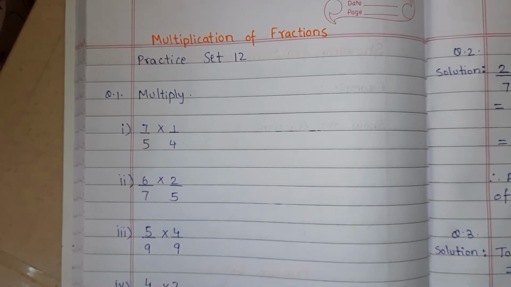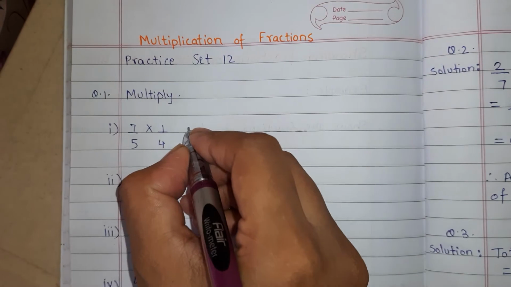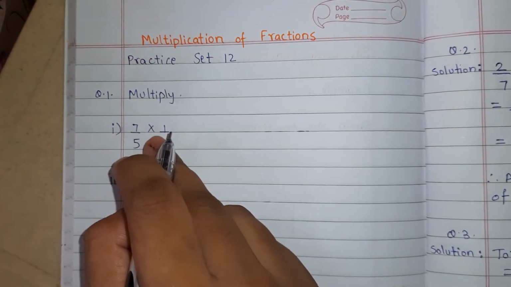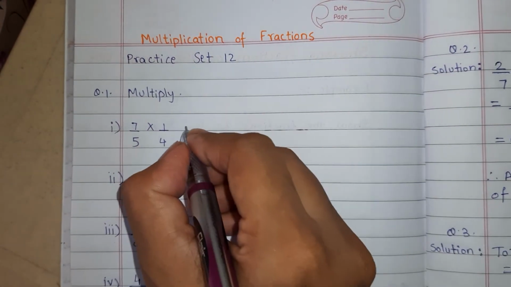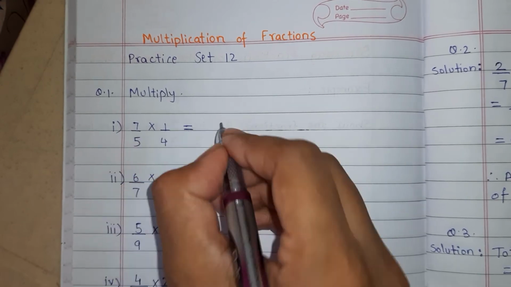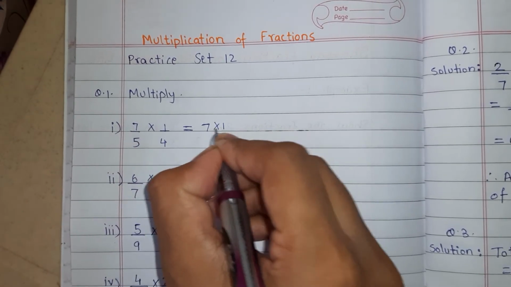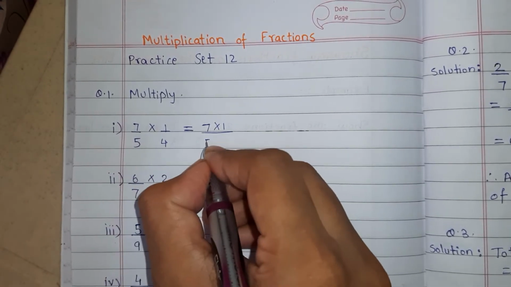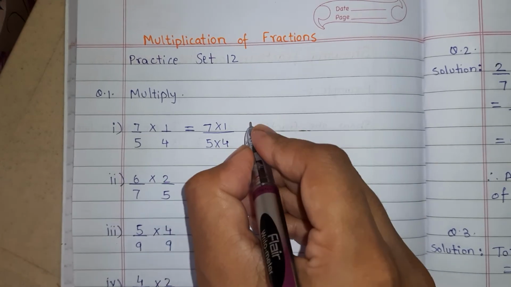What you have to remember in multiplication? Numerator into numerator, denominator into denominator. So what will come here? 7 into 1 upon 5 into 4.